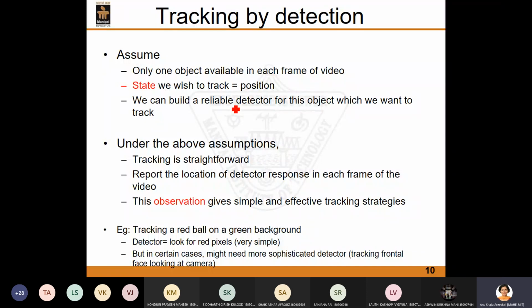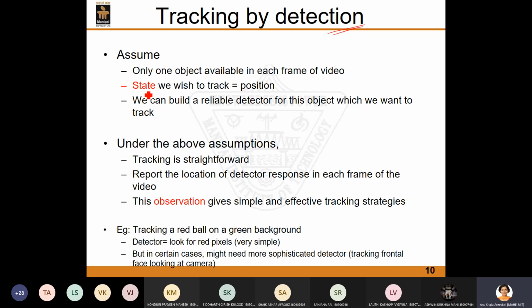Okay, now we'll see in detail about tracking by detection and tracking by matching. First we'll see what tracking by detection is. As we said earlier, the basic assumption you make is that only one object may be available in each video frame, that is, when you look at each of the images, only one object of interest, whose trajectory has to be recorded or measured, will be present.